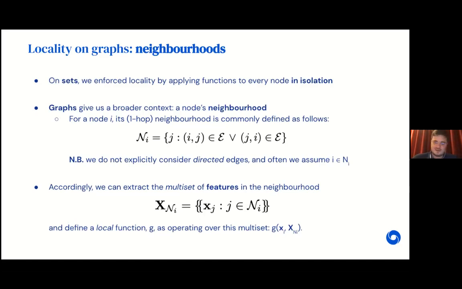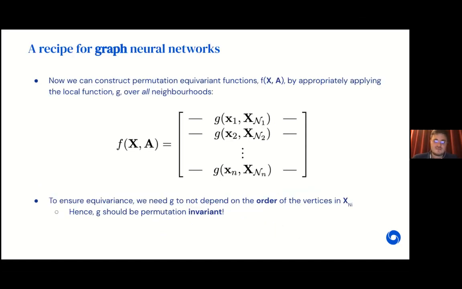And now I can define my local function, g, as operating over that set of neighborhood features. So g takes as input the features of a particular node, x_i, and the features of all of the neighbors, x_N_i. And once I have a function g like that, I can construct permutation equivariant functions by just stacking the results of applying g to all the individual neighborhoods. So the only remaining piece that we need to ensure that f is equivariant is this: because g depends on the whole set of neighbors, it shouldn't depend on the order in which we present those neighbors.